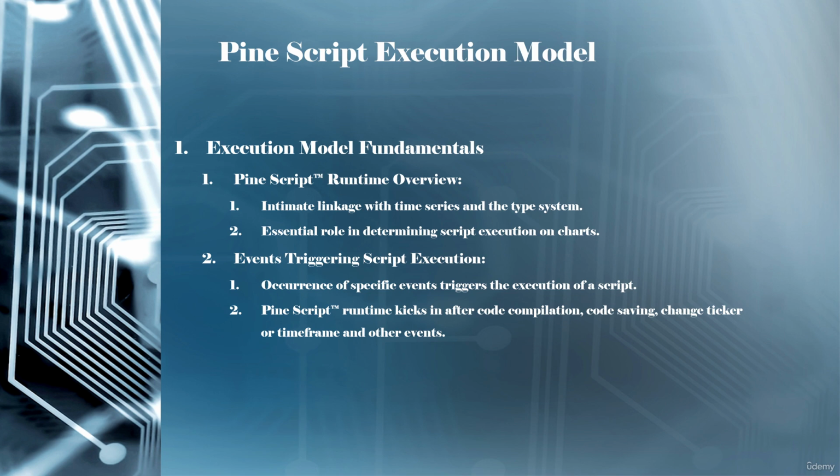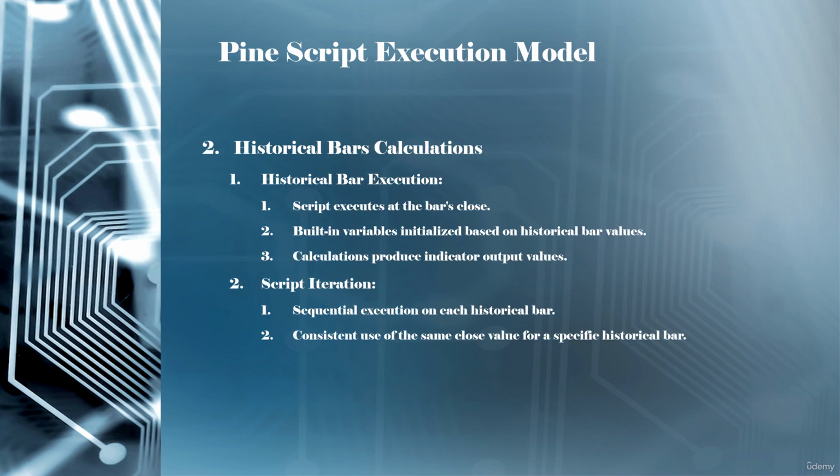Now let's take a look at the historical bar calculations and how the script is executed on historical bars. When a script loads on the chart, it is applied on historical bars first, utilizing OHLCV values on each bar. OHLCV is an abbreviation of open, high, low, close, volume. This is all the data of a bar.